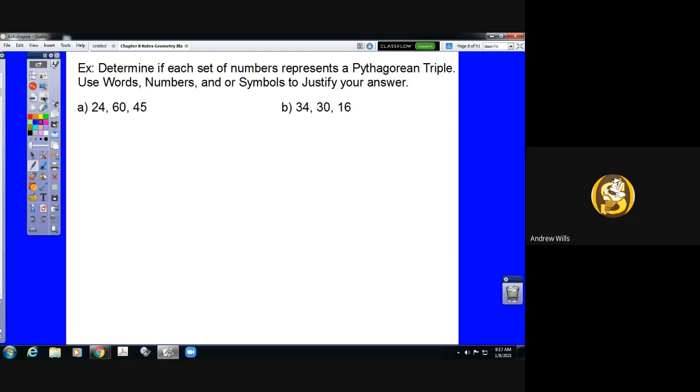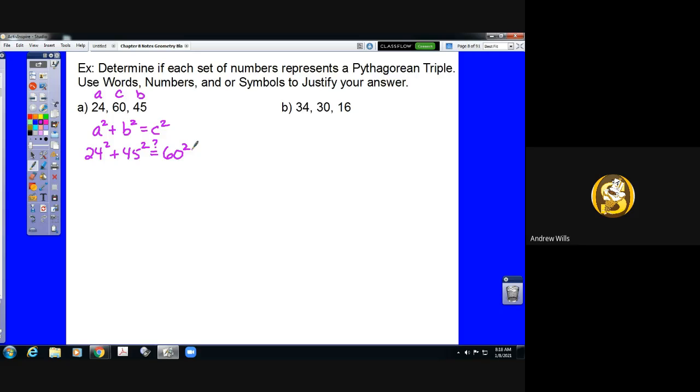Okay, so when we're looking at these 24, 60, and 45, the biggest number is 60. So 60 is your C value. The other two are interchangeable. It doesn't matter which one is A, which one is B. They are also all integers, so I don't have to worry about that portion. Instead, I'm going straight to checking the Pythagorean theorem. So we have here 24 squared plus 45 squared. Does that equal 60 squared?